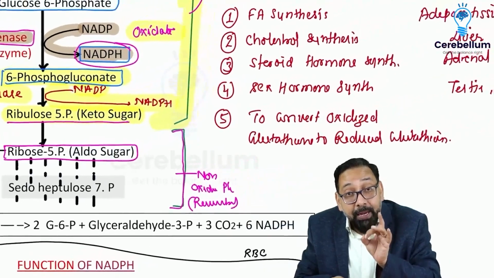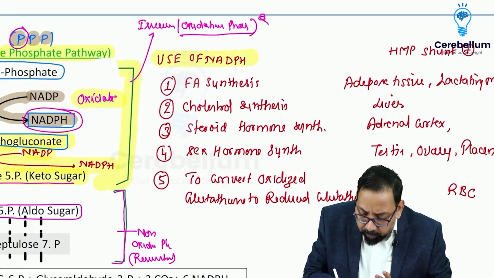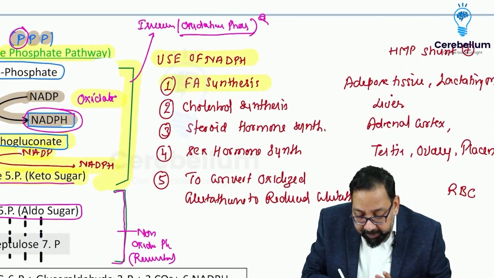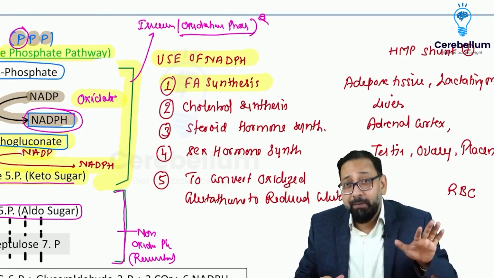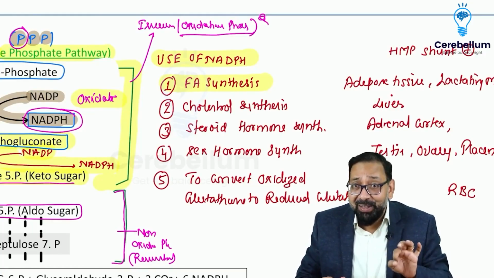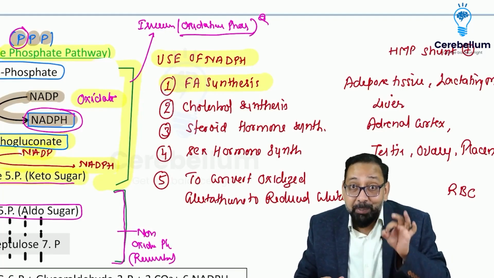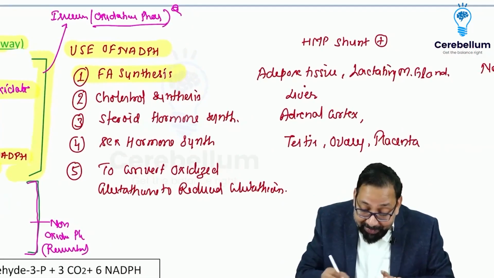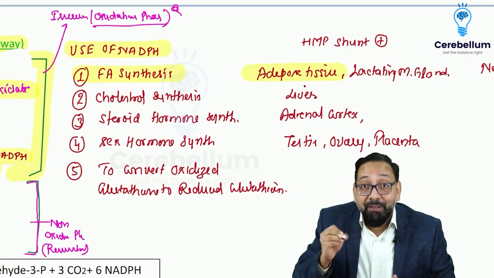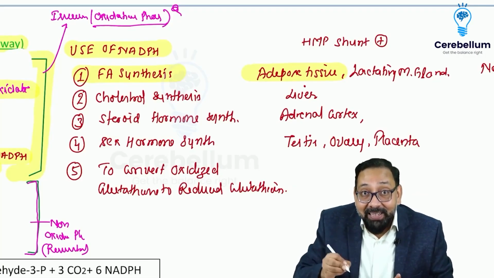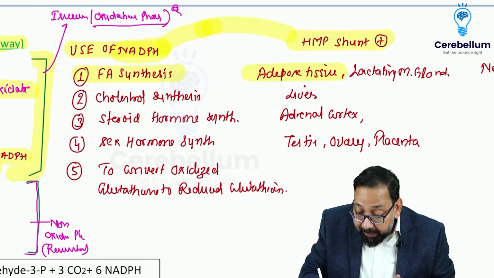Question on NADPH use. What are the uses of NADPH? Frequently asked question, that it is used in fatty acid synthesis. Wherever fatty acid synthesis occurs, you require NADPH. In those organs, HMP shunt must be present. So we found that fatty acid synthesis occurs in adipose tissue. So in adipose tissue, fatty acid synthesis occurs, and in fatty acid synthesis, NADPH is required. So HMP shunt must be present in adipose tissue.